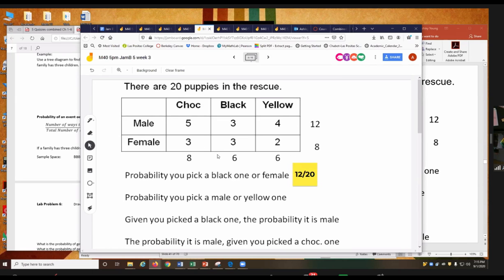Now we have some questions about black one or female. So you might say, okay, black one, there's 6. Female, there's 8. So you might be tempted to do 6 plus 8. But here's the deal. You've got your 6, you have your 8, but this 3 is getting counted in both the 8 and the 6. It's getting double counted. So you have to subtract off one of them because you only want it counted once. So you have to subtract off 3. So then you end up with 11 over 20. So this would end up being 11 out of 20.